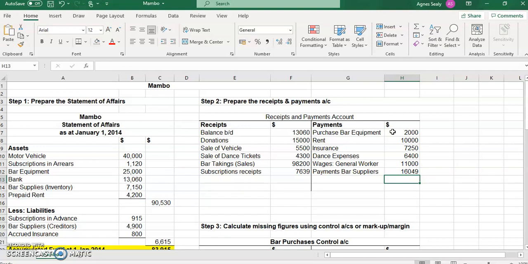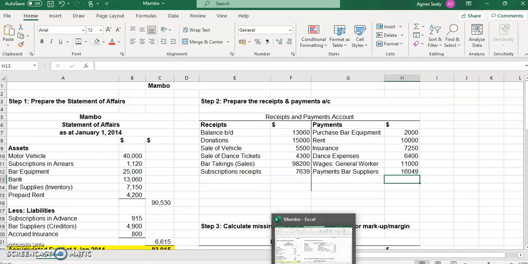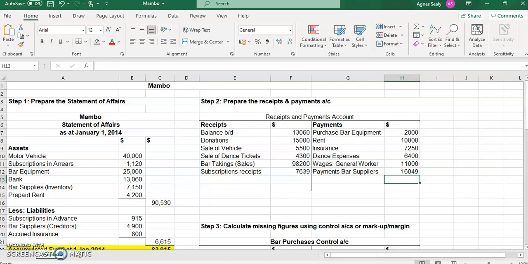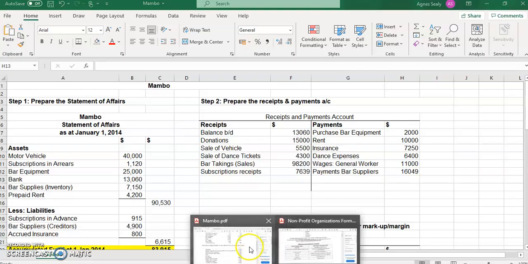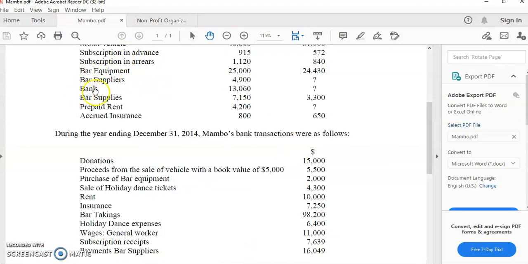$16,049. So we've entered all of our receipts and payments for Mambo. But there's something that we need to look at, because when we look at Mambo, we see that Mambo gave us an opening balance for our bank of $13,060, but they don't give us a closing balance for our bank. So no closing balance for our bank was given.